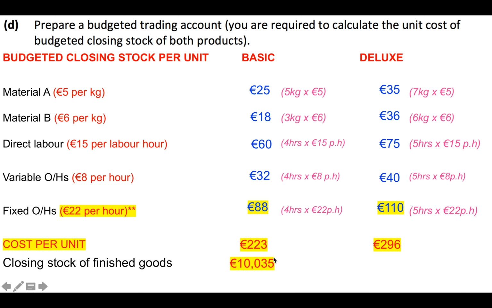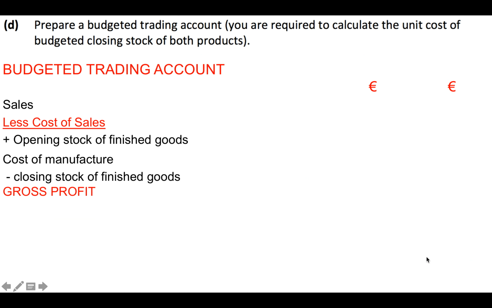So the closing stock of finished goods then, €10,035 altogether for all of the basics, that is 45 units is the closing stock multiplied by the 223 that we've just worked out there. And the deluxe closing stock altogether, 54 units by your €296 is €15,984. And how did I get these? That is 90% of the opening stock levels. So I can do my budgeted trading account now.